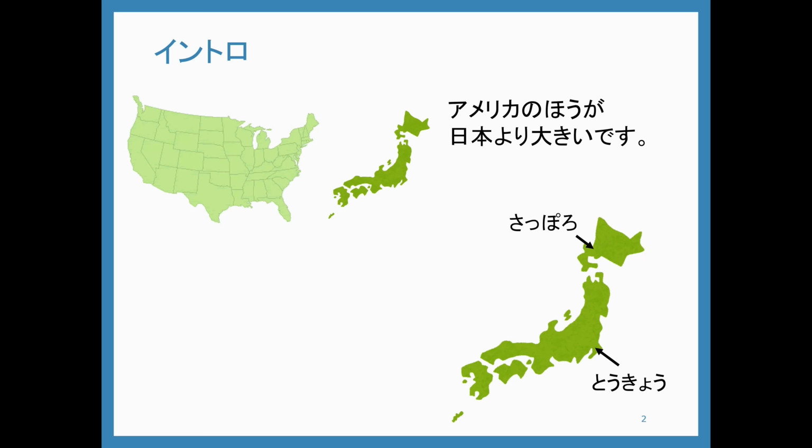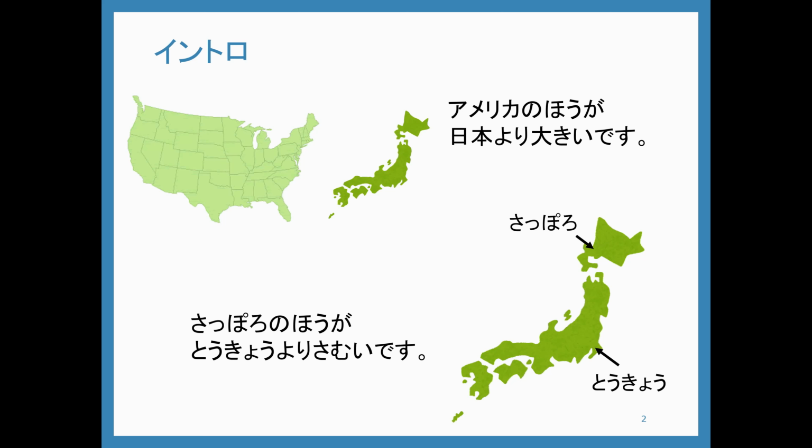Here are two cities in Japan, Sapporo and Tokyo. 札幌の方が東京より寒いです。So, アメリカの方が日本より大きいです。So, 大きい being my adjective here. What do you think this sentence might be telling us? So this is a comparison between the two. America is larger than Japan.